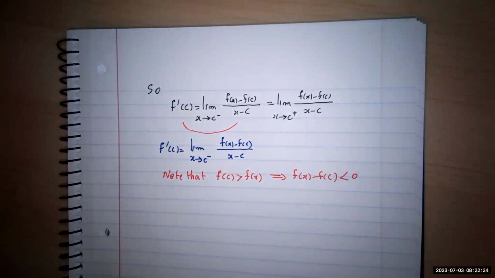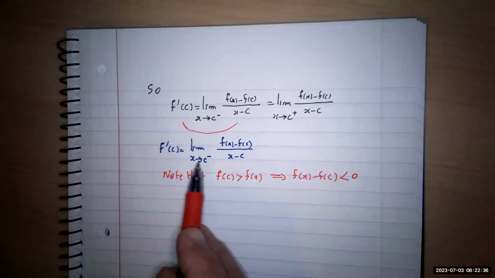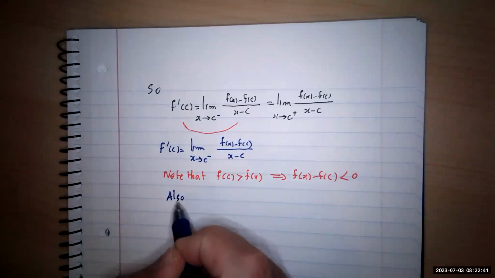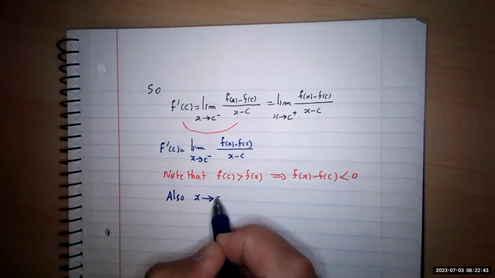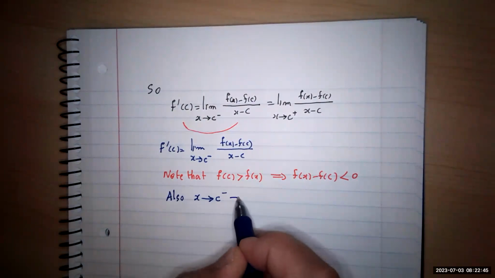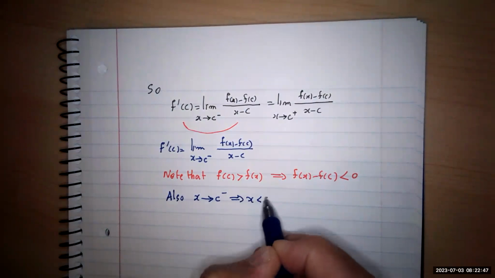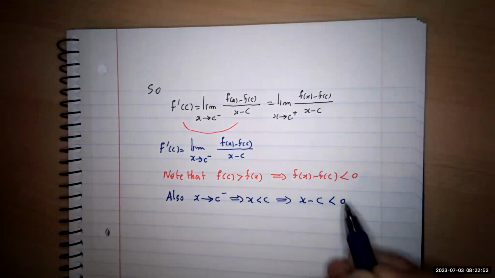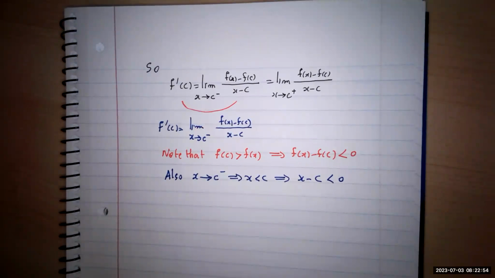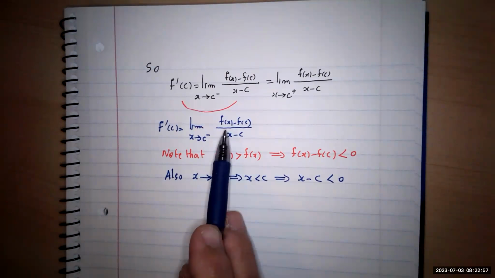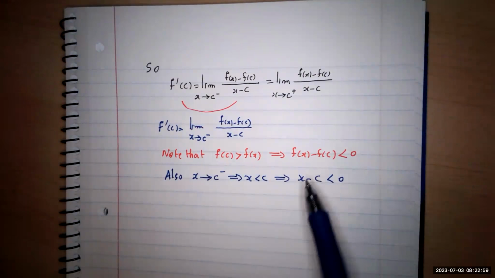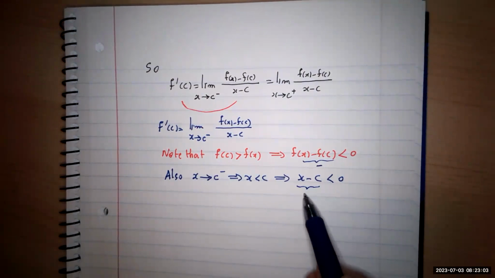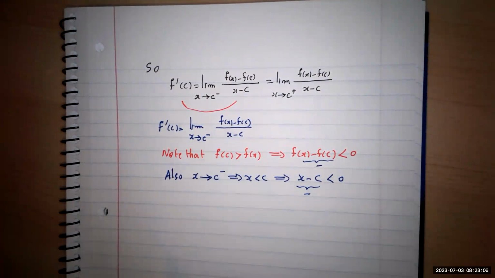How about the bottom? The bottom one also: x goes to C negative. What does it mean? This means, remember, x is less than C. x is less than C means what? x minus C is less than 0. You see, look at this one. Negative, negative. So what is going to be the sign of this?